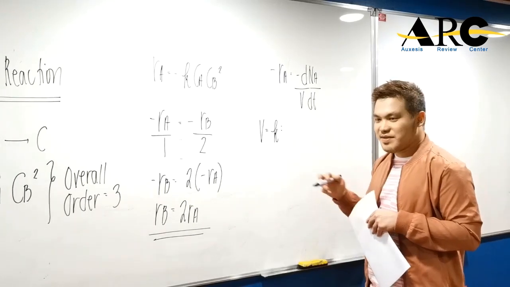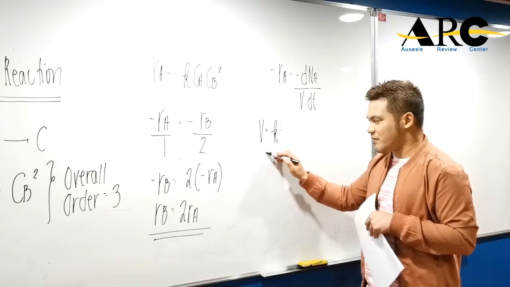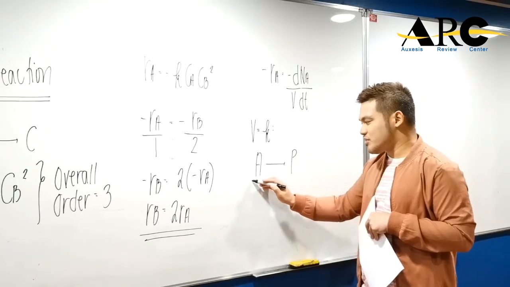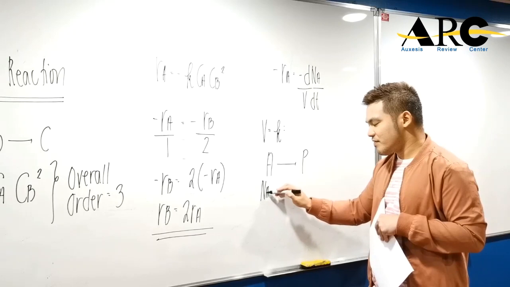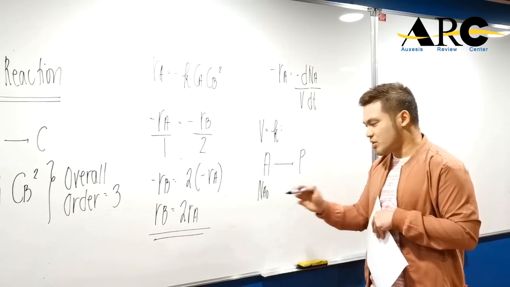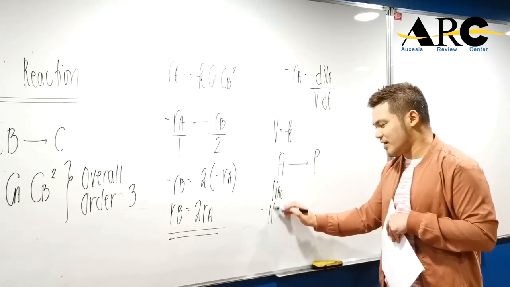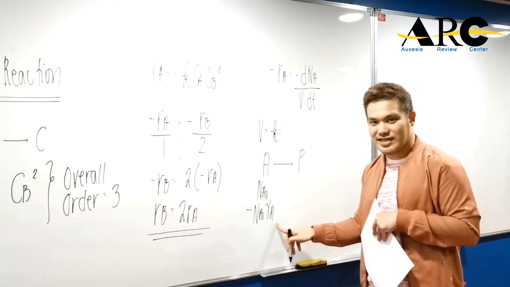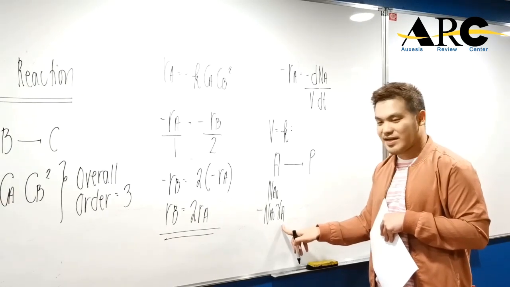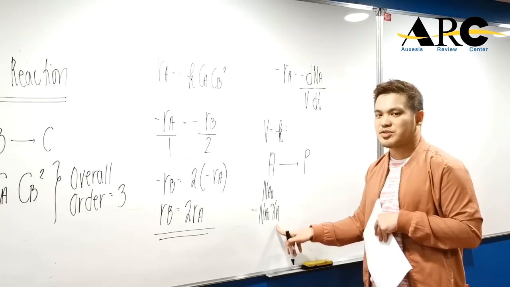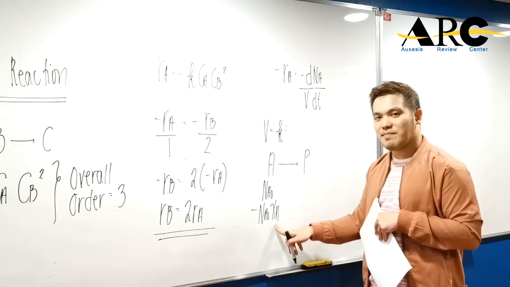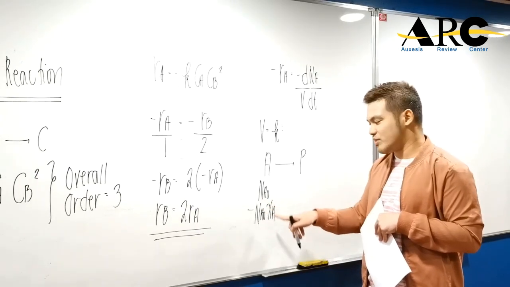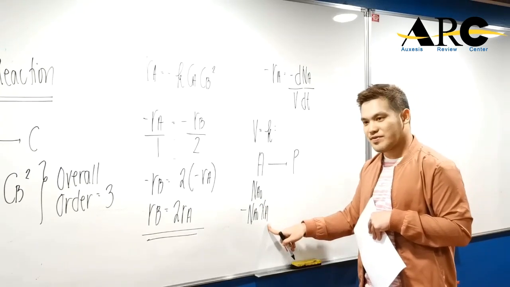So, alam naman natin that given tayo ng A-forming products, so initially meron tayong NA0. Once na nag-react yan, so negative NA0 times XA. Naalala nyo yung checkal natin. Kapag sinabi natin XA, we have the conversion. So, ibig sabihin, yung amount na nag-react is the initial concentration times the conversion.